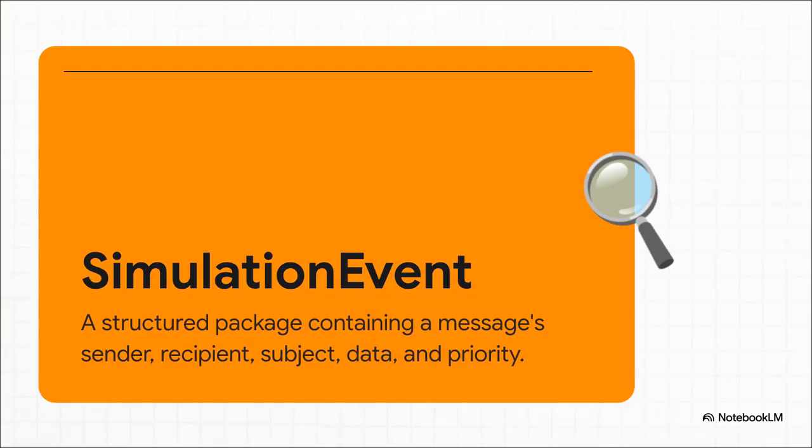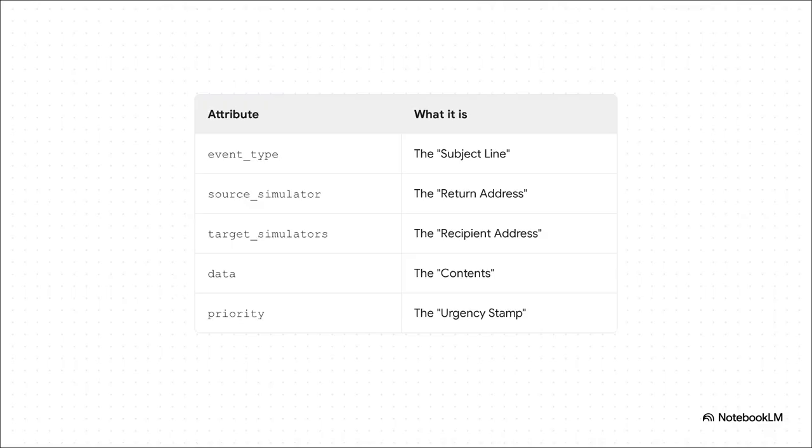In this system, that standard format is called a simulation event. You can think of it as the official standardized envelope for every single piece of data. Every message that goes through our post office has to use this exact format. And that's what makes the entire system so reliable. And each of these messages has a very clear structure.